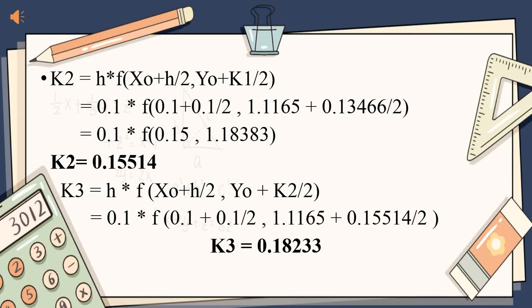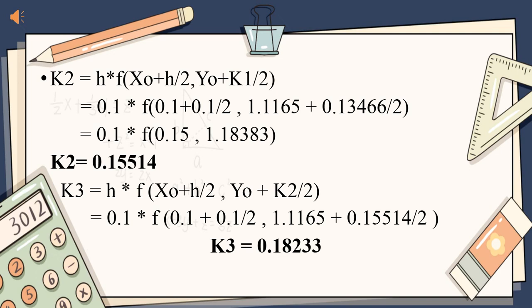Once again we use the formula for k2, which is equal to h into function of x0 plus h by 2 and y0 plus k1 by 2. We substitute the value of x0, which is equal to 0.1, and the value of y0, which is equal to 1.1165. Okay, and the value of h is 0.1. So we substitute all of these values and we calculate k2 is equal to 0.15514.